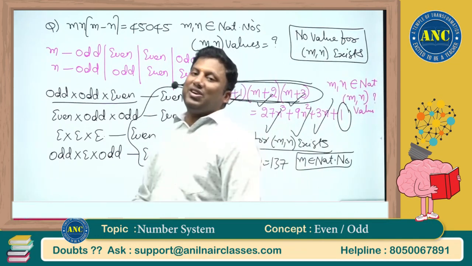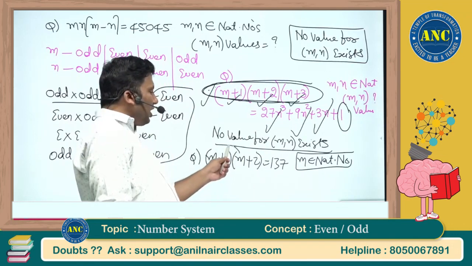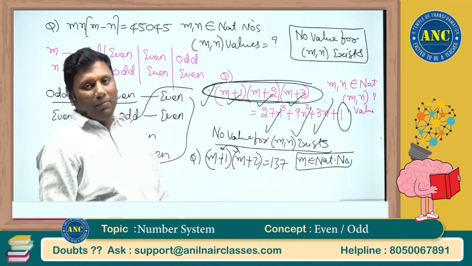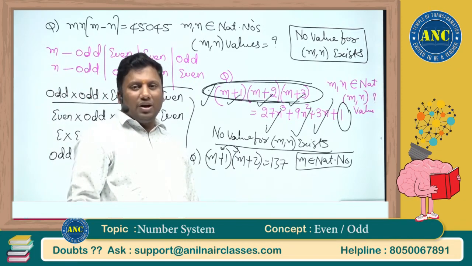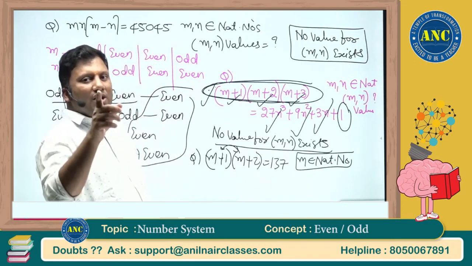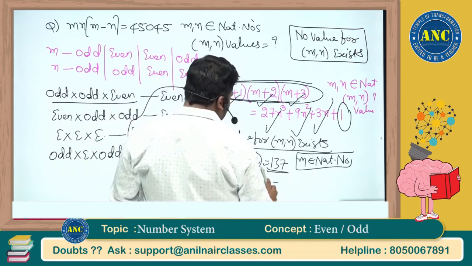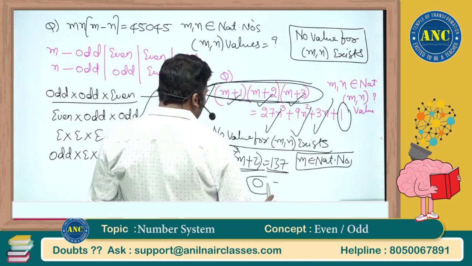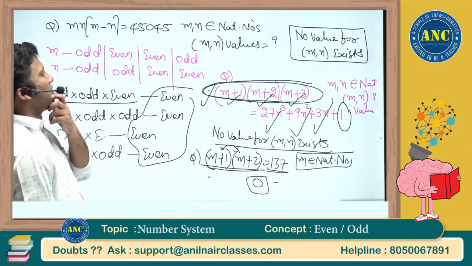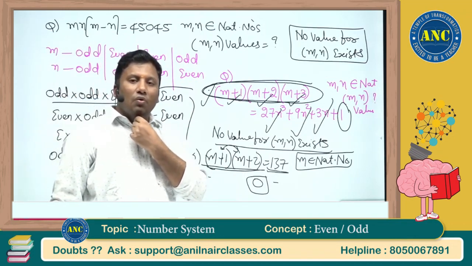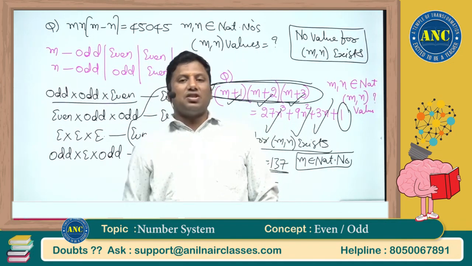Simple, in a quadratic equation also we will use this concept. M plus 1, M plus 2: these both are consecutive numbers. A product of consecutive numbers is always divisible by 2. 2 into 3, divisible by 2. 5 into 6, divisible by 2. 6 into 7, divisible by 2. 137 is not divisible by 2. Answer is no value for M which will satisfy this equation. I hope the fundamentals class on even numbers is clear.